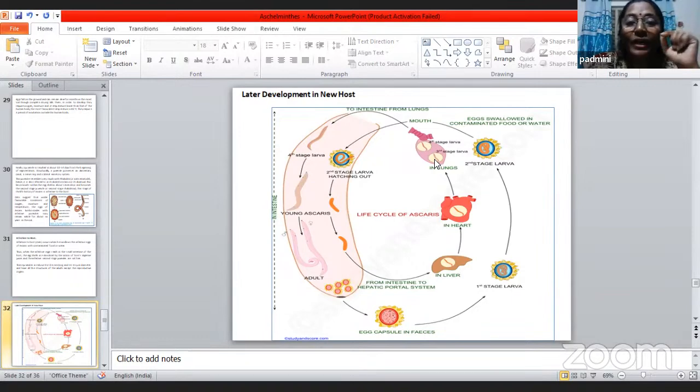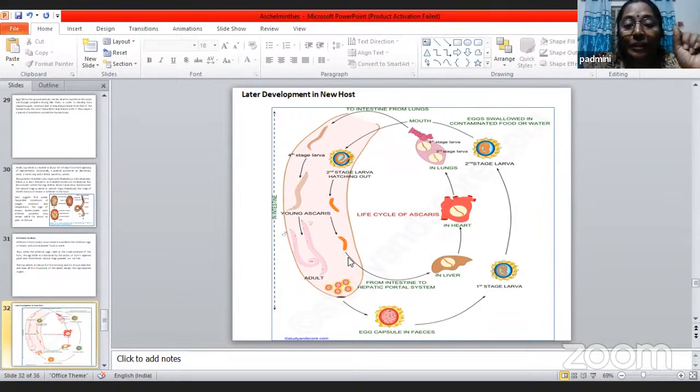Now, once in the lungs, they reach the alveoli, they pierce through the surface, and then they go into the alveoli. Inside the alveoli, the second stage larva changes to third stage larva, and from the third stage larva, they change into the fourth stage larva. Fine. From the first larval stage into the second larval stage, the infective stage that infects the intestine, once in the intestine the eggshell is broken and you have a free swimming larva.